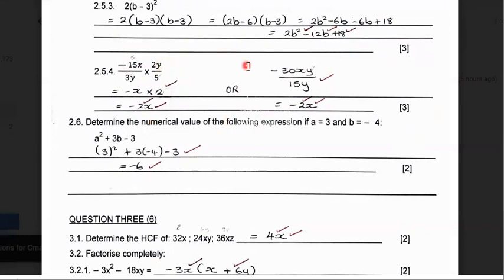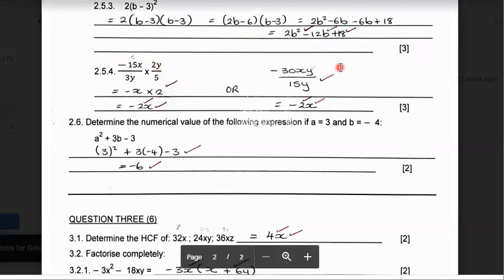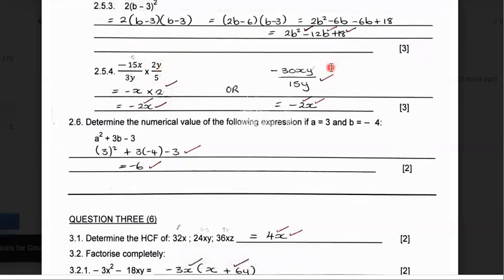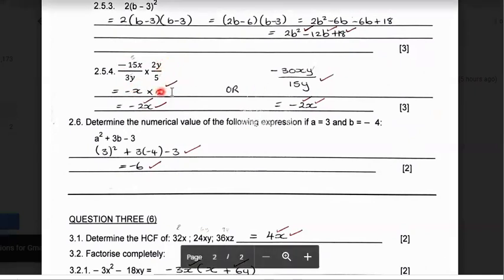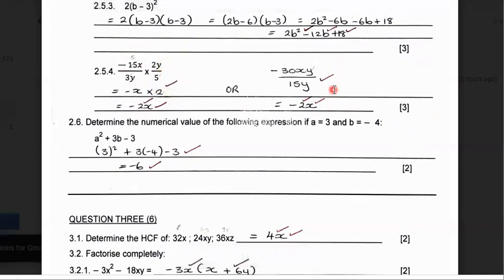Now, the other method, you could choose to multiply your numerator by your numerator and your denominator by your denominator. So you've got minus 15x times 2y. That gives you minus 30xy. You've got 3y times 5. That's giving you 15y. You look at your numbers. You've got minus 30 divided by 15. You get negative 2. You've got y divided by y. That will cancel out. You're left with x. So you've got minus 2x.